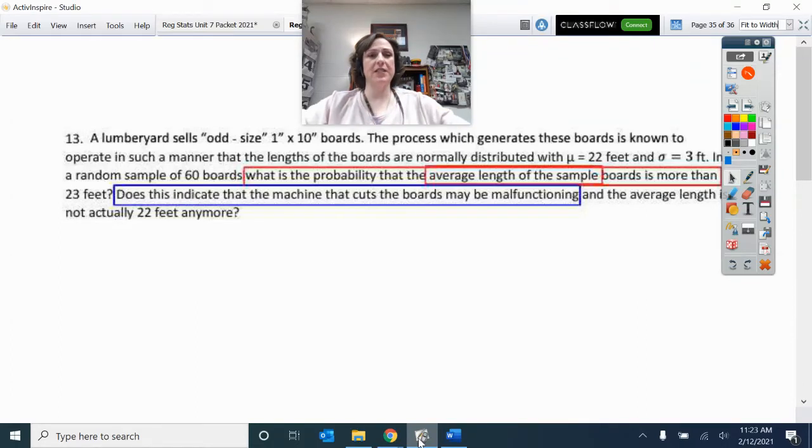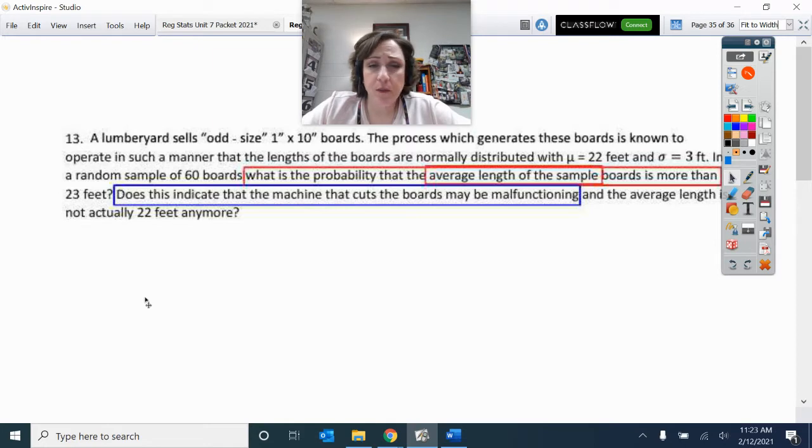Okay, let's go over these problems 13 and 14. So here we have a lumber yard that is manufacturing and cutting these boards. Now we are told that the boards are cut in a manner that makes them normally distributed with a mu of 22. So I'm noticing that's a population mu and a population standard deviation of 3 feet long.